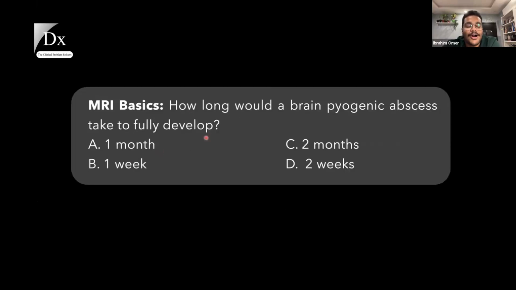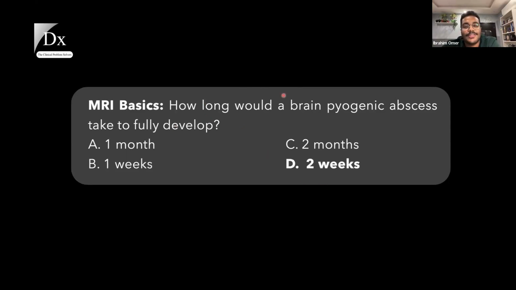Okay. So before going on with the presentation, there's another question, and it's actually important clinically. How long do you think a brain pyogenic abscess would take to fully develop inside someone's brain? Is it 1 month, 2 months, 1 week, or 2 weeks? Okay, people are saying 2 weeks, D. Okay, I can see some B. Someone said 1 week. Someone is saying 2 months as well. And someone is saying A, 1 month. So the correct answer is actually 2 weeks.